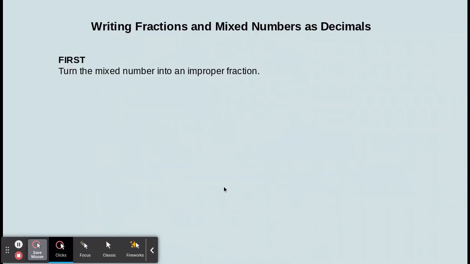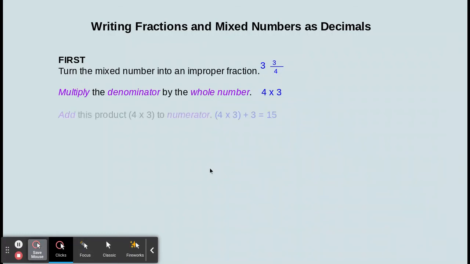Okay, we are going to write fractions and mixed numbers as decimals. And the first thing you want to do is change that mixed number into an improper fraction. So say we have 3 3/4. We need to change that to an improper fraction by multiplying the denominator by the whole number, 4 times 3, and then adding that to the numerator. 4 times 3 plus 3 is 15, right? Remember that? Denominator times the whole number plus the numerator.